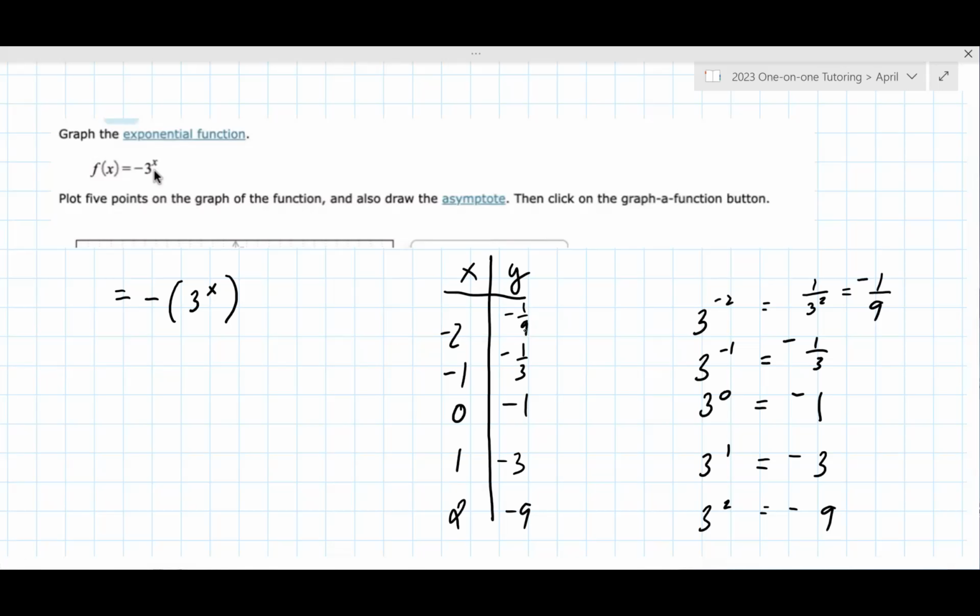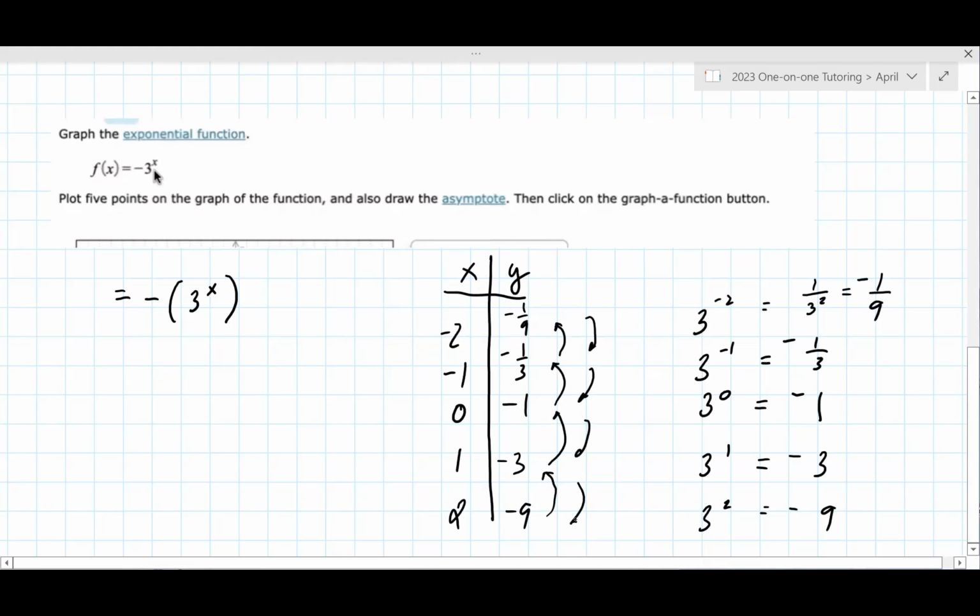There is another way to do this also. There's patterns here. I don't know if you noticed this, but as you move backwards, you're dividing by 3. And if you go the other way, you're multiplying by 3. So there's a few other ways to check the reasonableness of your answers.